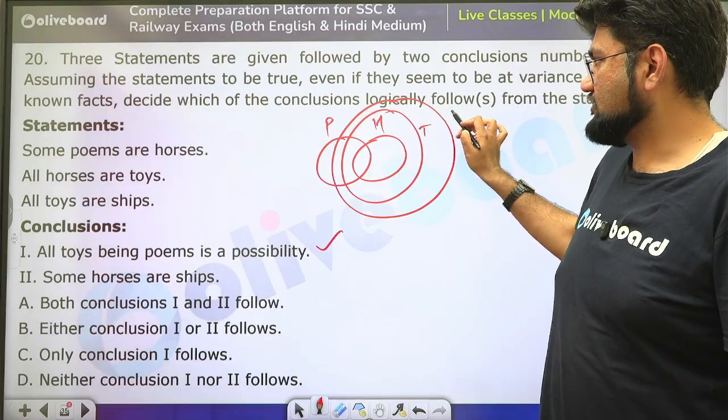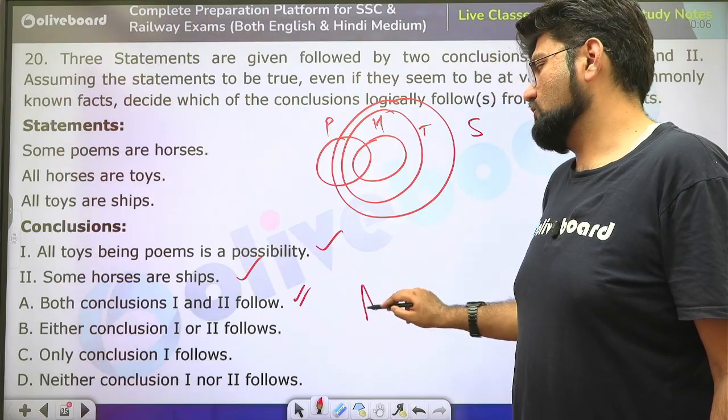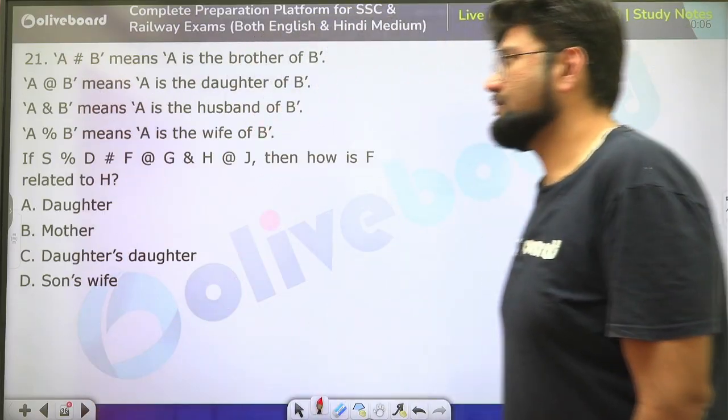See, all horses are ships. So some horses are definitely ships. So this is also correct. So both conclusion 1 and 2 follow. Option A is the correct answer, right? Next.